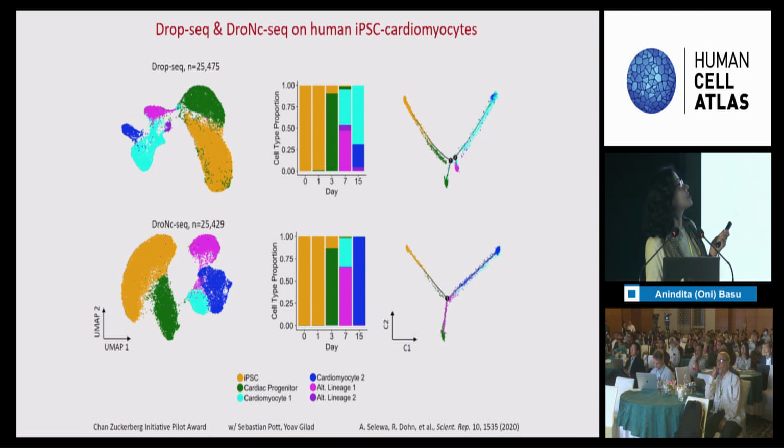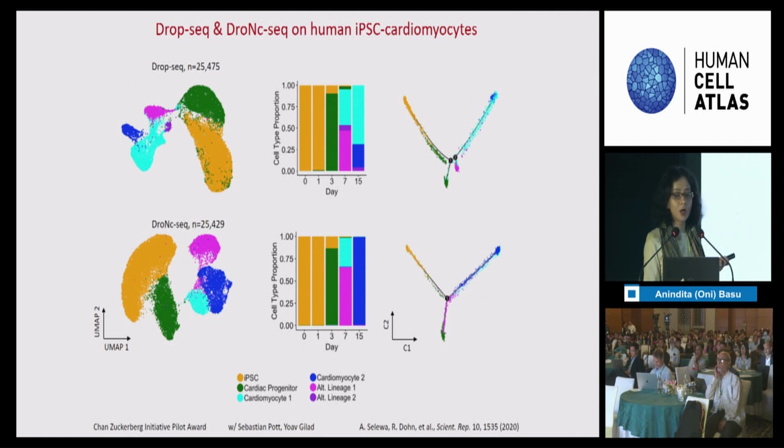So Drop-seq would be single cell, Nuc-seq would be single nuclei, and we applied it to human iPSC-derived cardiomyocytes. So we took iPSC cells from humans, we differentiated them over a period of 15 days, and we sampled them with both single cell and single nuclei technologies. So what we see here are UMAPs of both techniques.